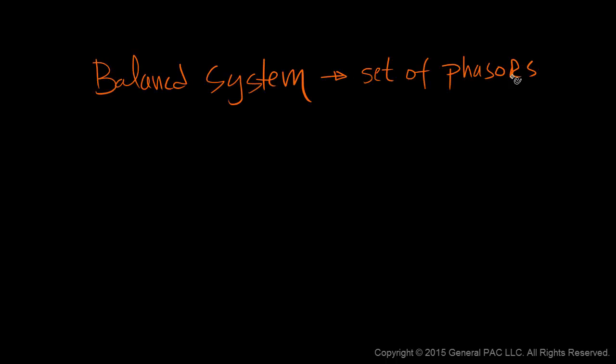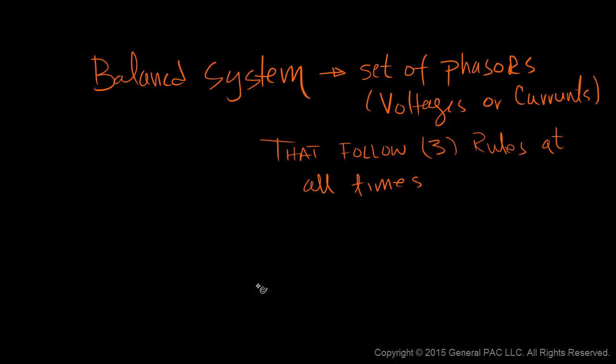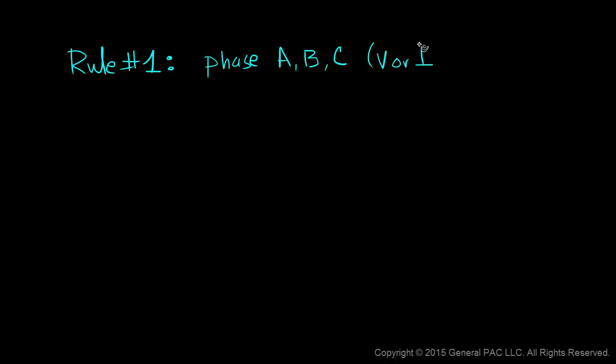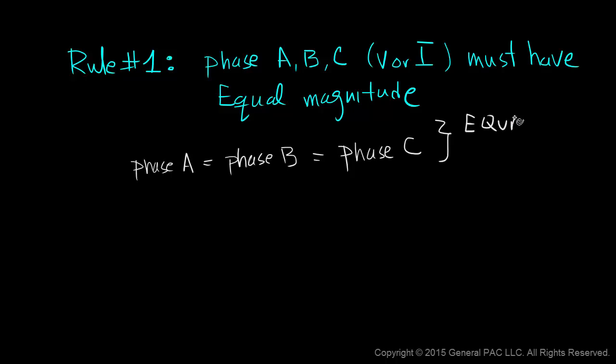A balanced system is simply a set of phasors, and it could be voltages or currents, that follow 3 rules at all times. These 3 rules are: rule number 1, phase A, B, and C voltages or currents must have equal magnitudes. Or in other words, phase A voltage must equal phase B voltage, and phase B voltage must equal phase C voltage. All 3 phasors must have equal magnitude value.